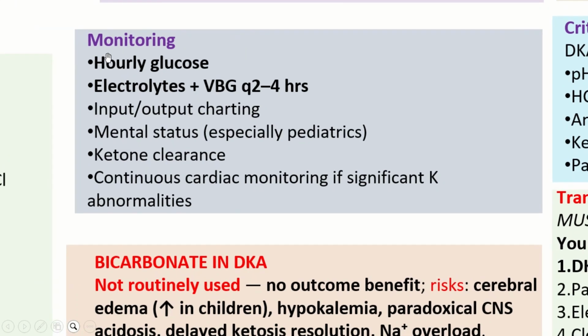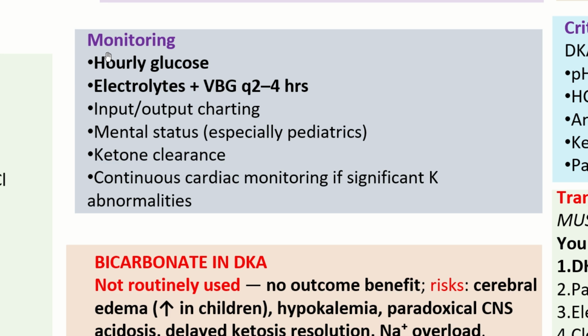Then the monitoring, you want to do hourly glucose, because you want to see the rate at which it's falling. Remember, you want a rate of at least 50 milligrams per deciliter per hour, or at least 3 millimoles per liter per hour, not more than that. Then you want to do your electrolytes every 2 to 4 hours. That is electrolytes and venous blood gases. You want to see, is my pH improving? You want to see, is my potassium staying up there?